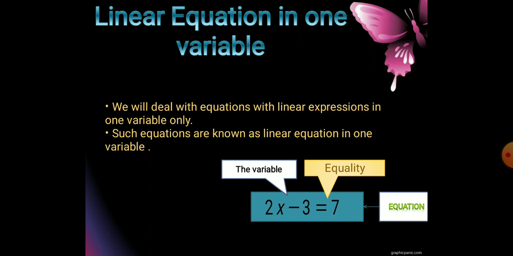Linear equation in one variable. We will deal with equations with a linear expression in one variable only. Such equations are known as linear equations in one variable. For example, 2x - 3 = 7.